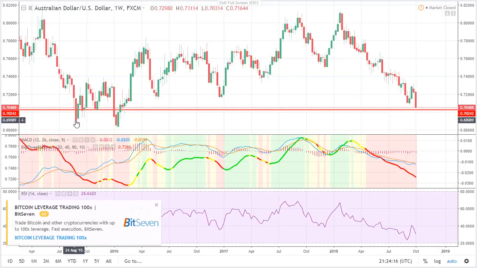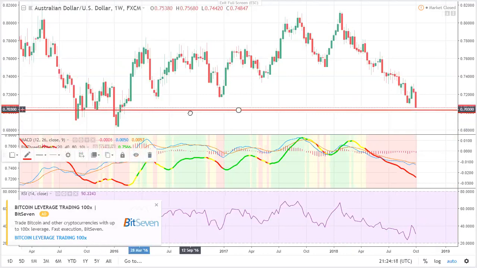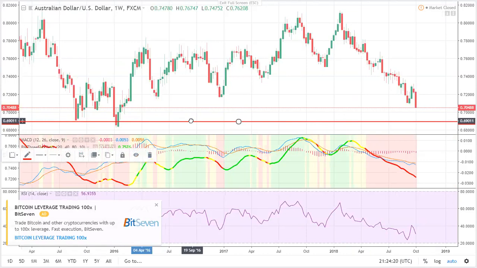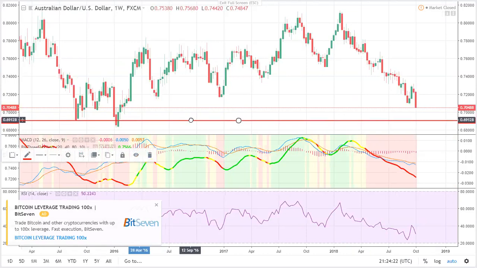So we can have our support at this level, roughly 0.69, right? It will probably drop here. This will then come down. This will then try to reverse. As you can see, it has been in negative territory since the beginning of 2018, and it's been continuing since then.